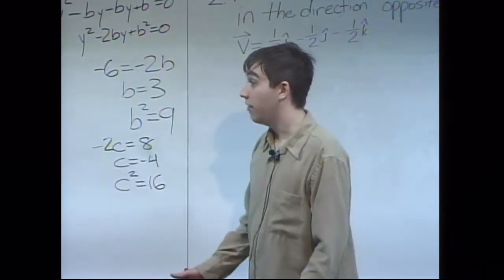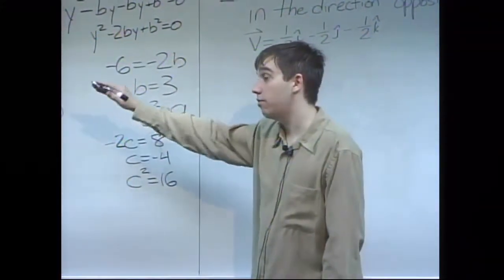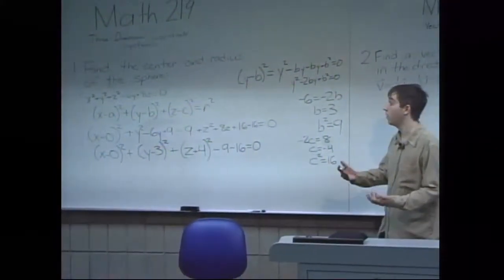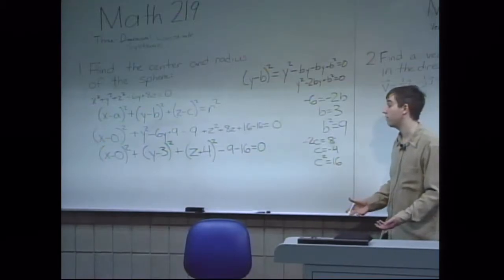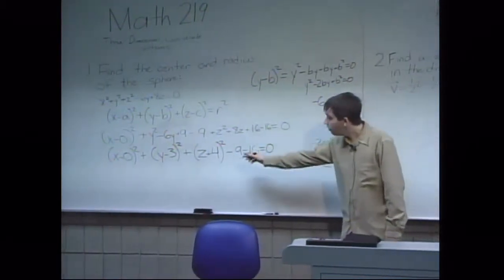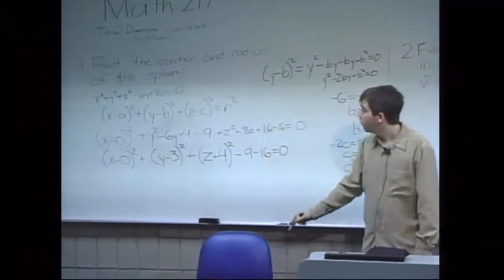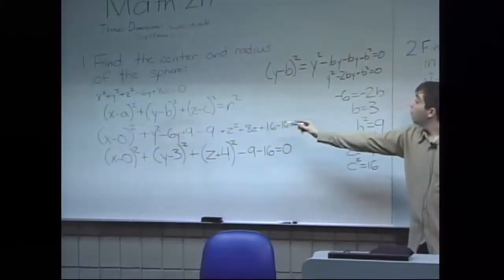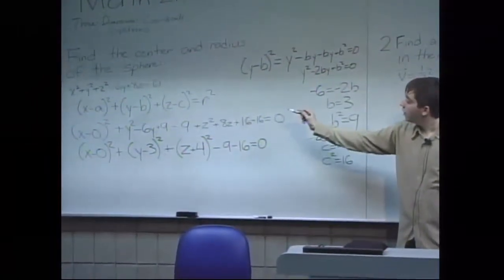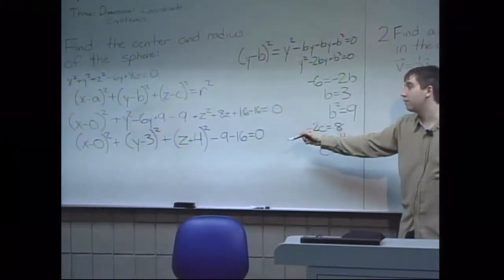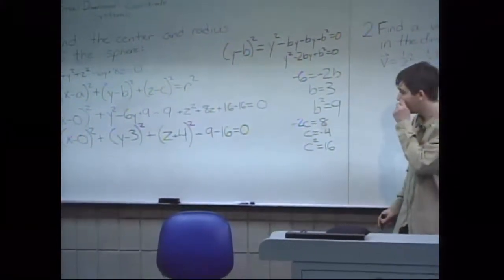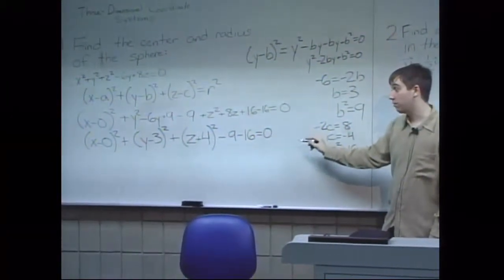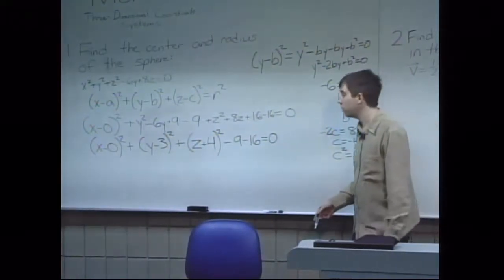And we now have something that looks very close to the general form of the sphere that we ultimately want to arrive at, which will give us the center and radius of the sphere. In fact, we already have the center of the sphere. A is equal to 0, B is equal to 3, and C is equal to negative 4. And in order to get r squared, all we have to do is add these terms over. So 9 plus 16 is 25.